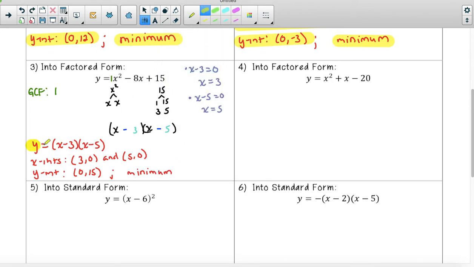So we can rewrite it into y equals x minus 3 times x minus 5. Our x-intercepts are at 3, 0 and 5, 0. Our y-intercept is at 0, 15, and this would have a minimum.